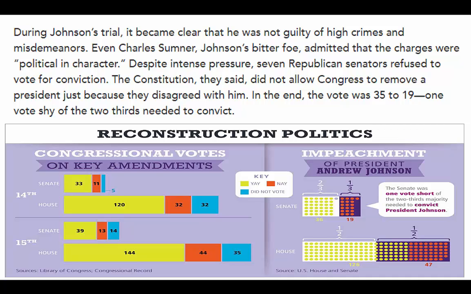So question number 38. What was clear about the charges of impeachment brought against President Johnson? He wasn't guilty of what they were accusing him of. They just didn't like him.